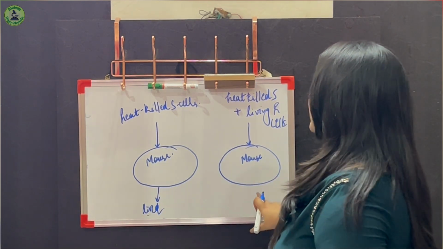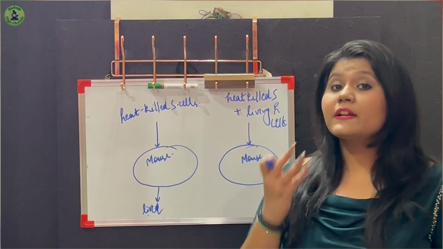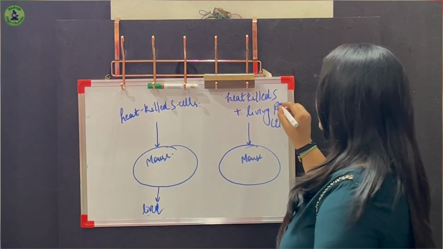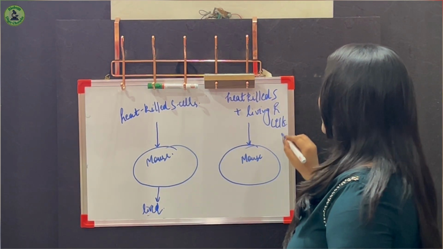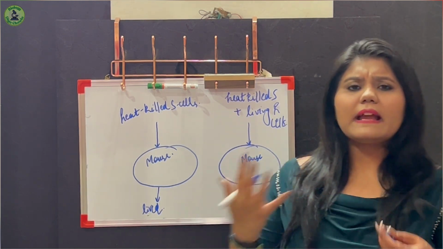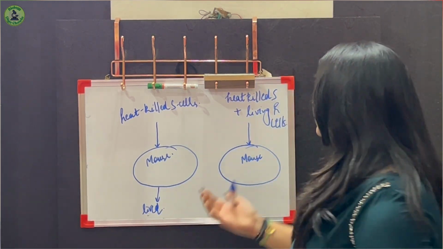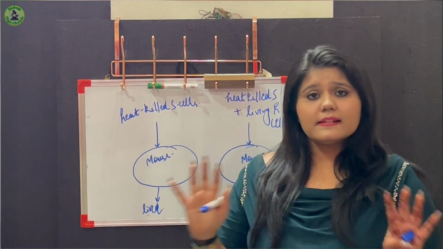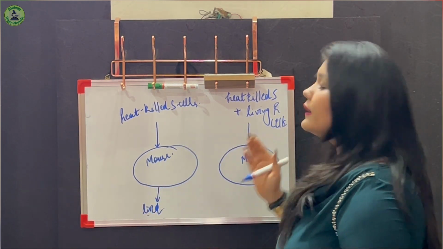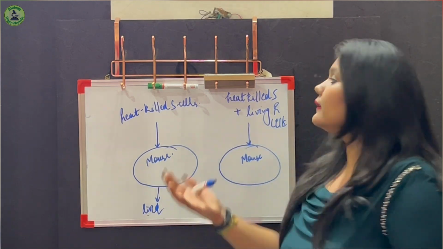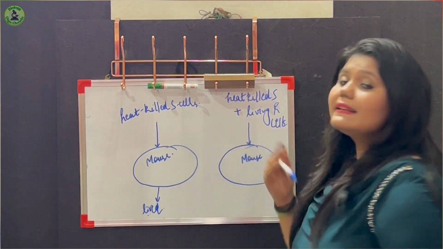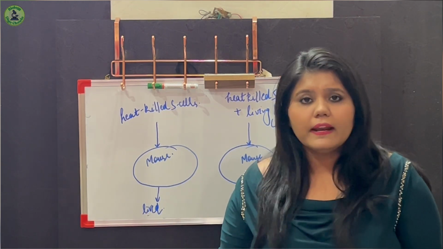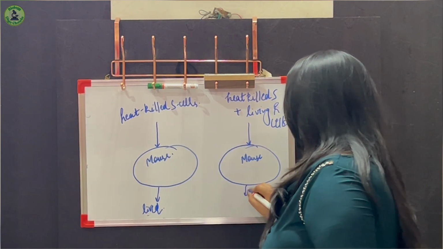Now the second experiment, the very crucial experiment that actually gave the term transformation, was this one. The heat-killed S strain was mixed with living R cells. It was very surprising to the scientists. The S cells were heat-killed, so the bacteria was killed, and living R cells were there. So what was expected? The R cells are living, and that is injected into the mouse, so the mouse should live, right? But in this case, the mice died.